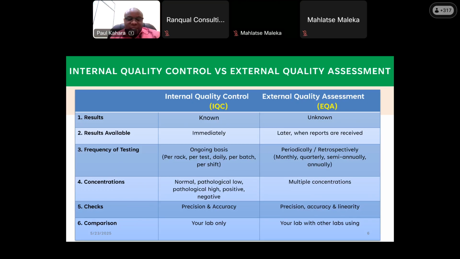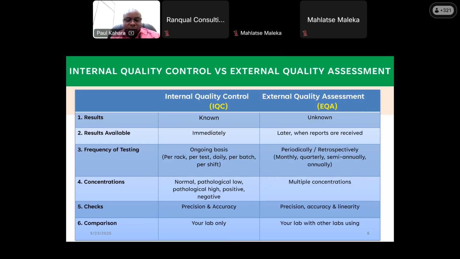In terms of the concentrations, for IQC, you have probably the normal, the pathological low, the pathological high. And in EQA, you can have multiple concentrations across the cycles that you're participating in. Both of them check precision and accuracy, but it's good to know that EQA also helps in assessment of linearity or confirming the linearity capability of our equipment.